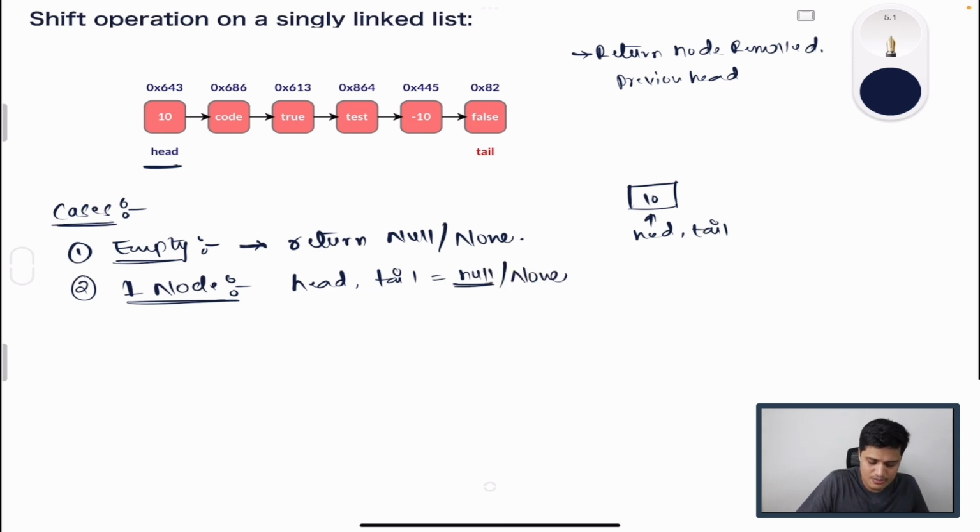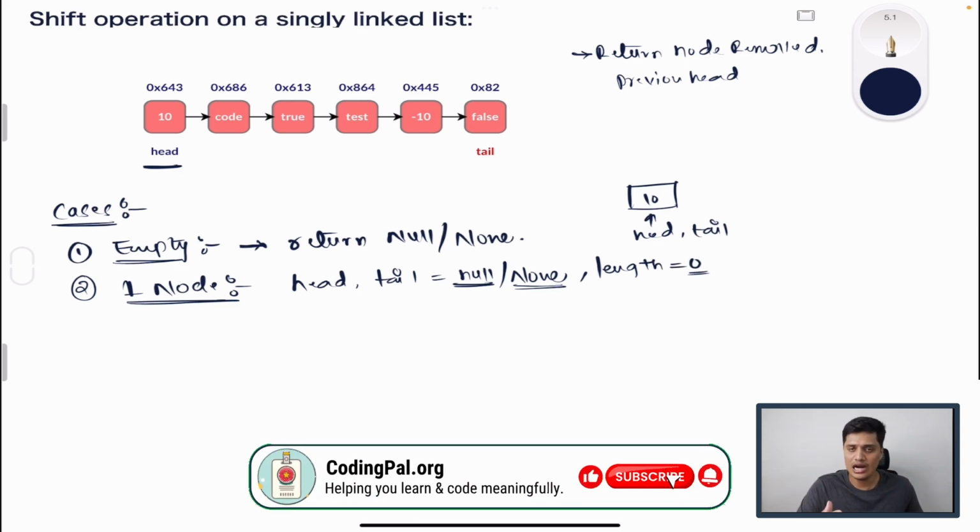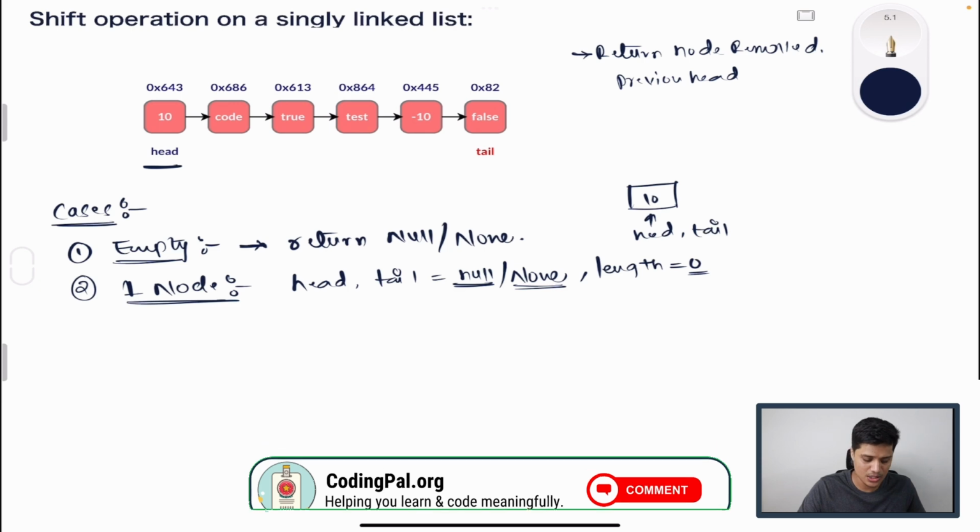Null is for the people who are using Java or JavaScript, and none is for the people who are using Python for implementation. That is something that we have to remember. Along with assigning, we have to make sure that length is also updated to 0, because the only node that we have, we are deleting. As a result, the singly linked list becomes empty, which is nothing but 0. The length has become 0.